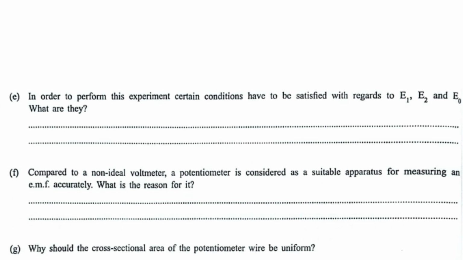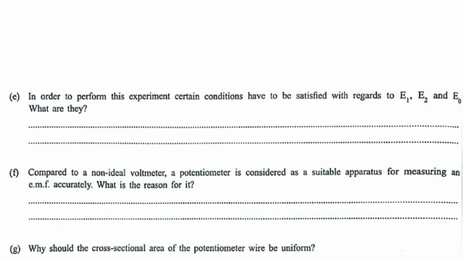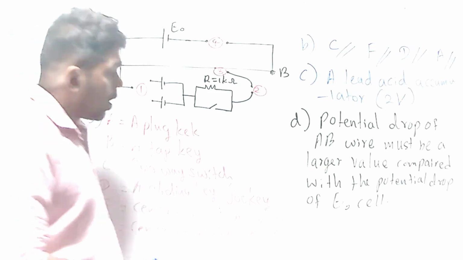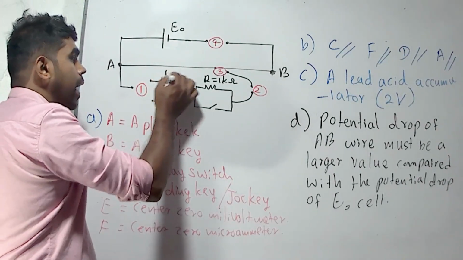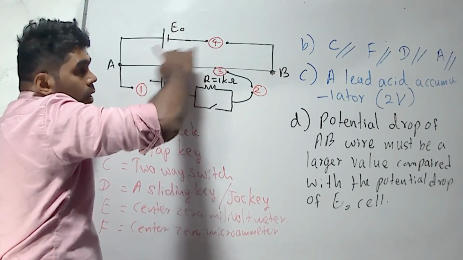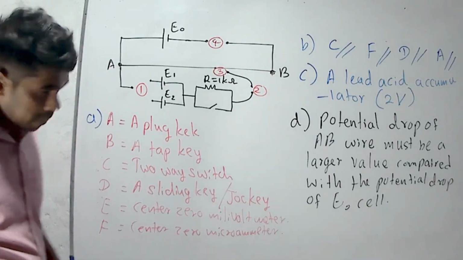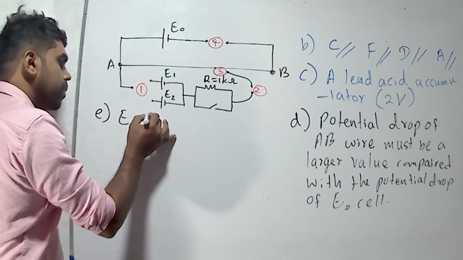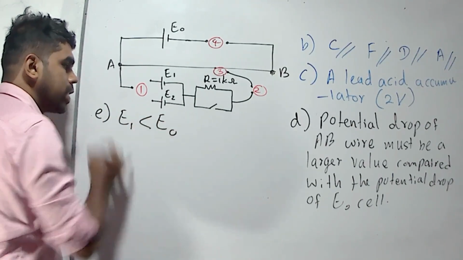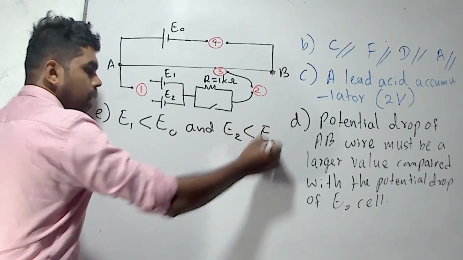Then part E. In order to perform this experiment, certain conditions have to be satisfied with regard to E1, E2 and E naught. What are they? The measuring voltages E1 and E2 should always be less than the voltage of the accumulator. So the answer for part E: E1 should be smaller than E naught, and E2 also should be less than E naught.